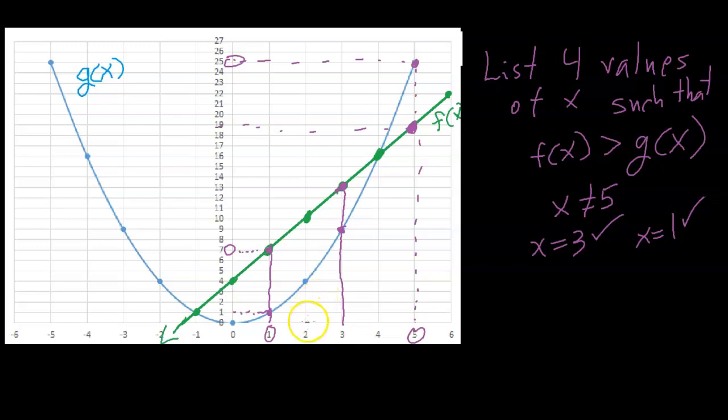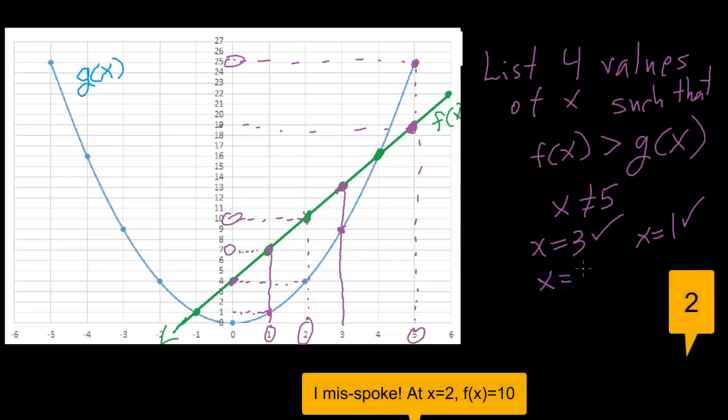Okay, what about right here, x equals 2? If we look up, what's the value of g of x at x equals 2? Or what is the value g of 2? g of 2 is equal to positive 4, whereas f of 2 is equal to positive 10. So also at x equals 2, f of x is greater than g of x.